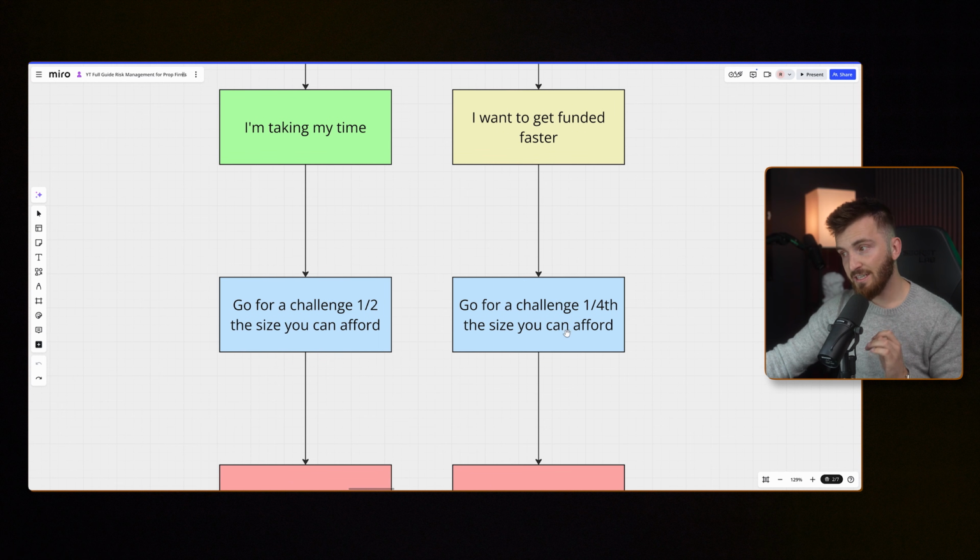Or if you want to get funded faster, you go for a challenge a quarter of the size that you can afford. So again, if you are profitable and you want to get funded fast, then instead of a 100K challenge, for example, you are going to go for a 25K challenge. That's the maximum you should go for, right? If you can afford a 200K, that's a 50K challenge. These ratios depend on the challenge that I'm buying and how fast I want to go, right? So just keep that in mind. If you want to get funded faster, you're going to blow through one account or two. So you don't want to go for a challenge that you cannot afford, or if you can only afford one challenge, that's what you want to avoid.